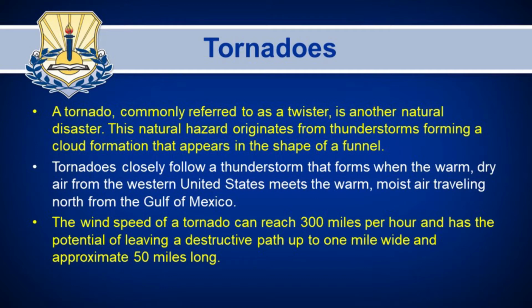And then the wind speeds can be an excessive rate of approximately 300 miles an hour, as well as providing a path of destruction as wide as 1.5 miles and then 50 miles long. And that's pretty wide when you're dealing with communities and several homes that are being built in these subdivisions. So those are some of the main points on this particular slide.